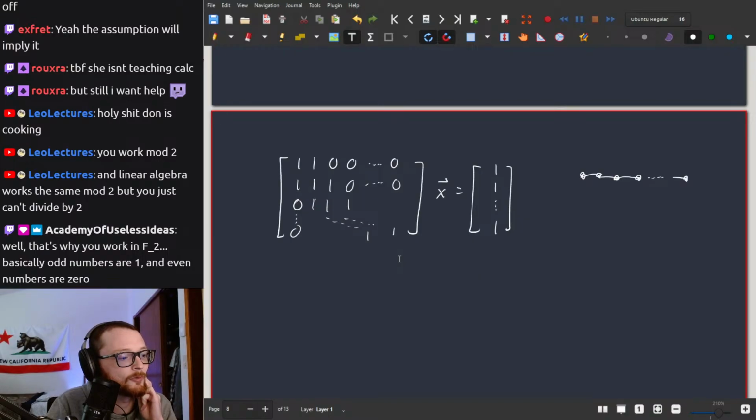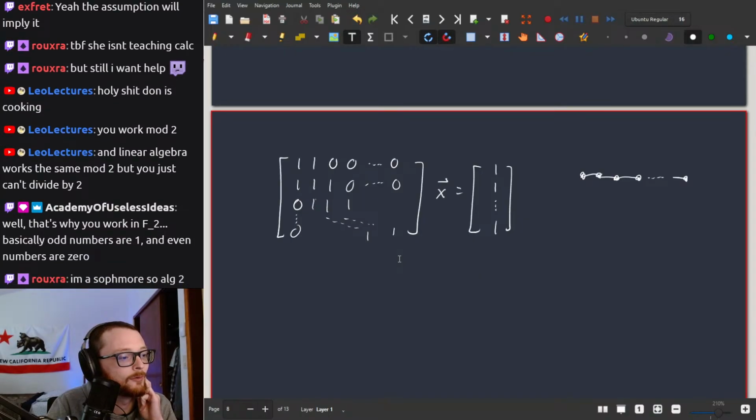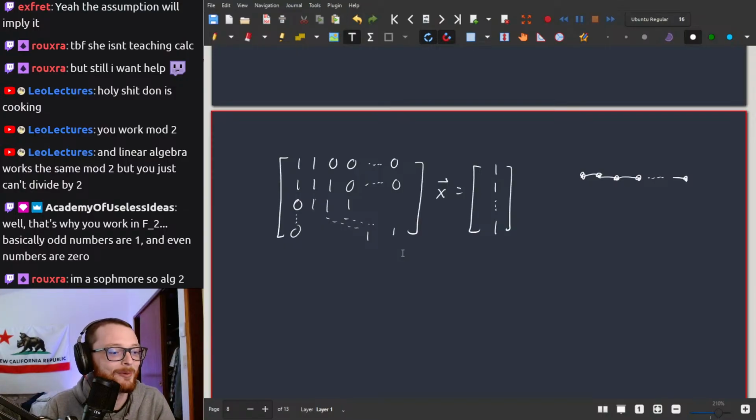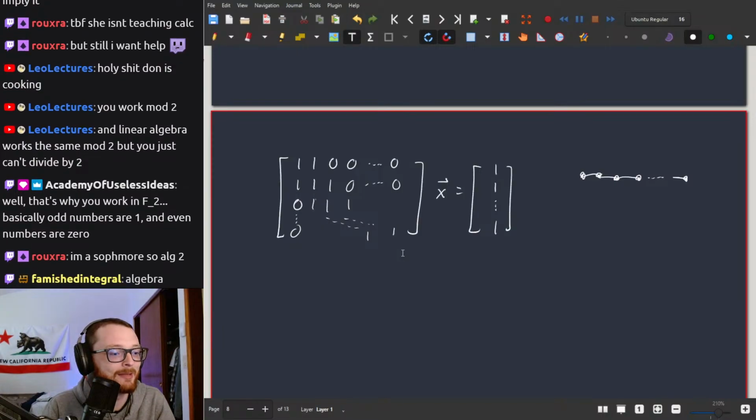You work mod 2 and work the same mod 2, and you just can't divide by 2. Algebra 2? Oh wow, Rox. So yeah, you're ahead of the curve. That's awesome though. But yeah, I can understand why your teacher might not be able to help you. That's why you work in F2. Basically, odd numbers are 1, even numbers are 0.